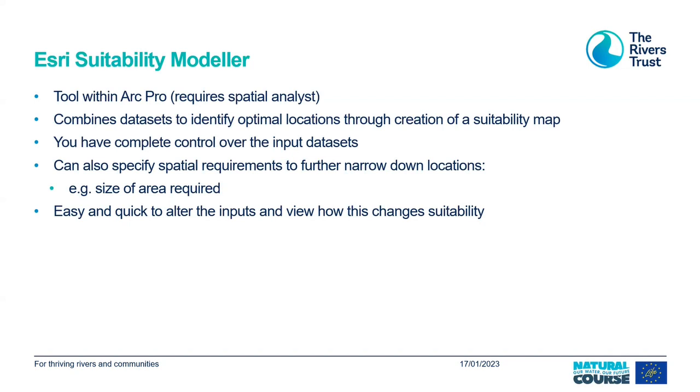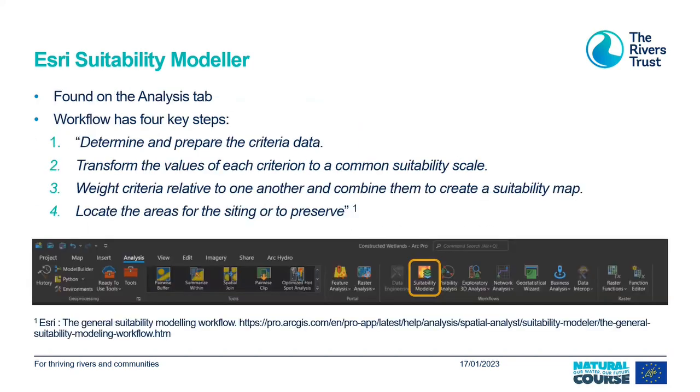It gives you a lot of control over the weighting and criteria of your input data sets. So it's really quick and easy to play around with the inputs and then see how that changes the suitability map. And I really wish that I'd had this when I'd done the ecosystem services assessment for the Eden, because it would have been perfect. But I'm sure a lot of you do similar work in terms of prioritizing where you want to deliver. And so I think it could be a really useful tool for you if you haven't already used it.